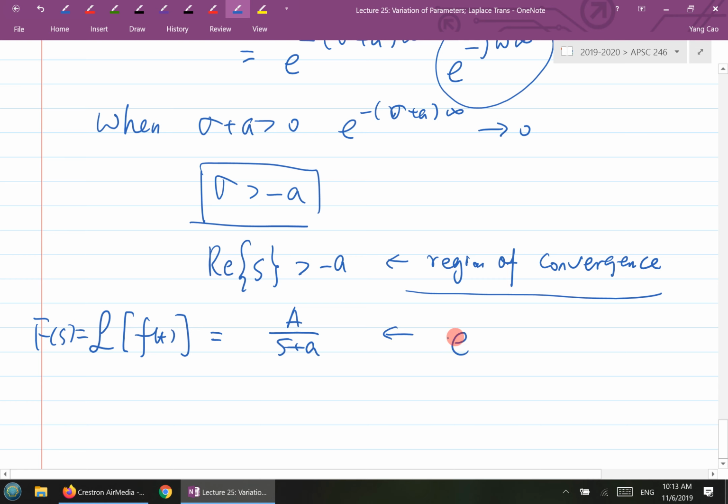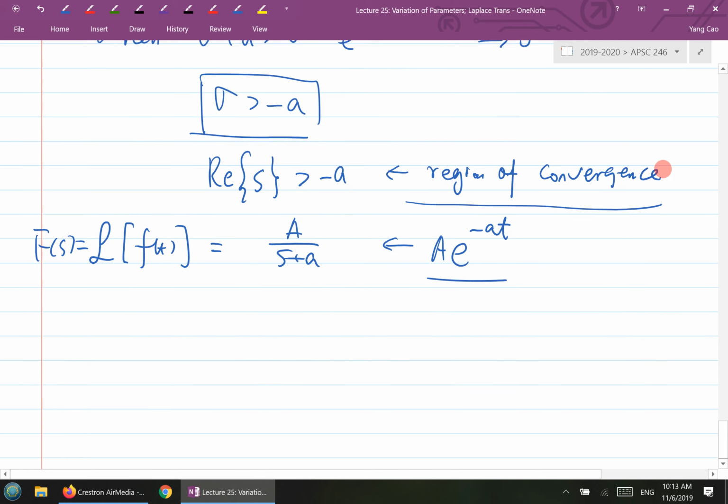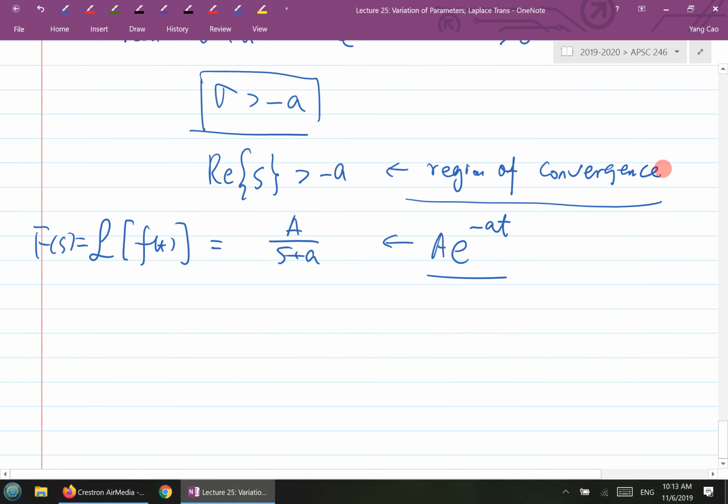When you have an exponential function in the time domain like this, it's transformed into 1 over s plus a. And that is a very common type of function, especially if you set a equal to 1. It's just an exponential function. So let me show you another one here.